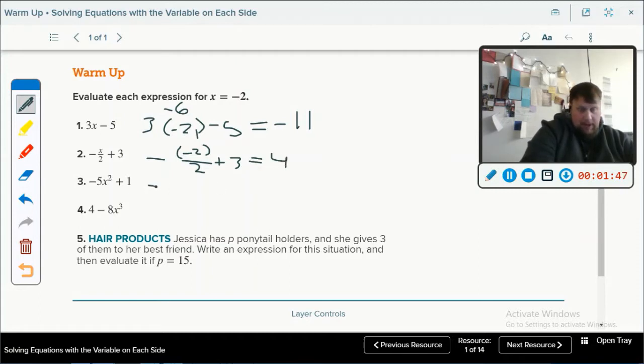This one, we have negative 5 times negative 2 squared plus 1. Now, keep this in mind, because that negative 2 is inside the parentheses, right, because we substituted it in for x, that negative is also being squared. So the negative 2 squared is actually positive 4. Negative 5 times positive 4 is going to get me negative 20. And then plus 1. It's a war. How much does the negative 20 win by? It wins by negative 19.